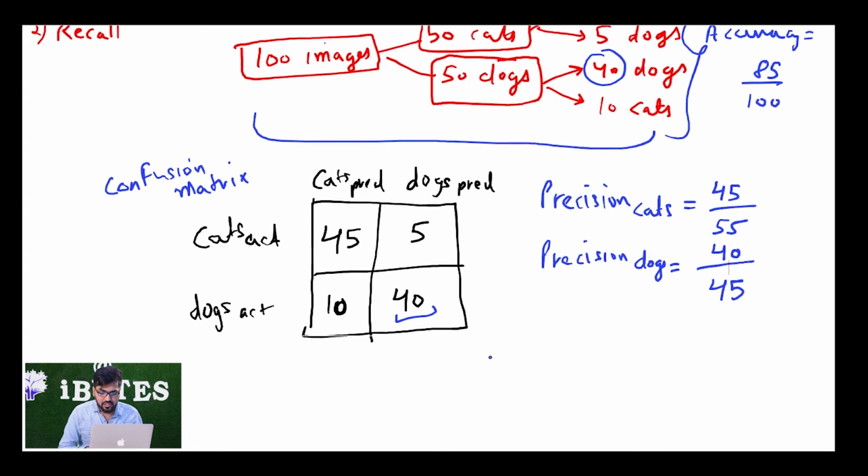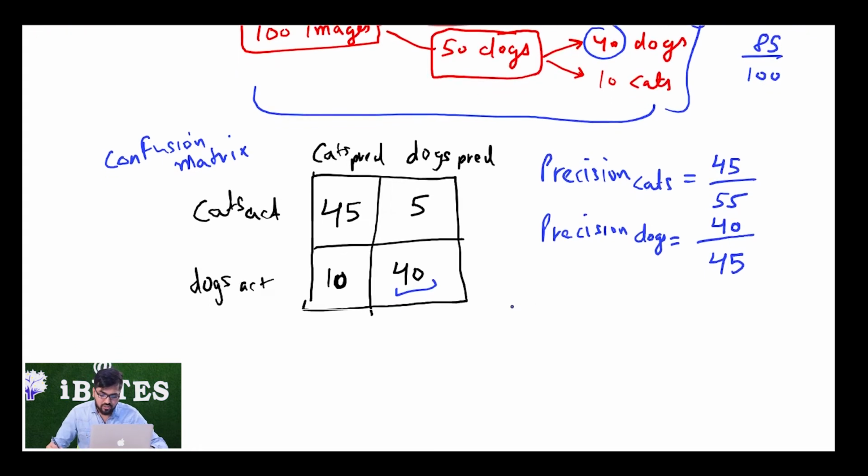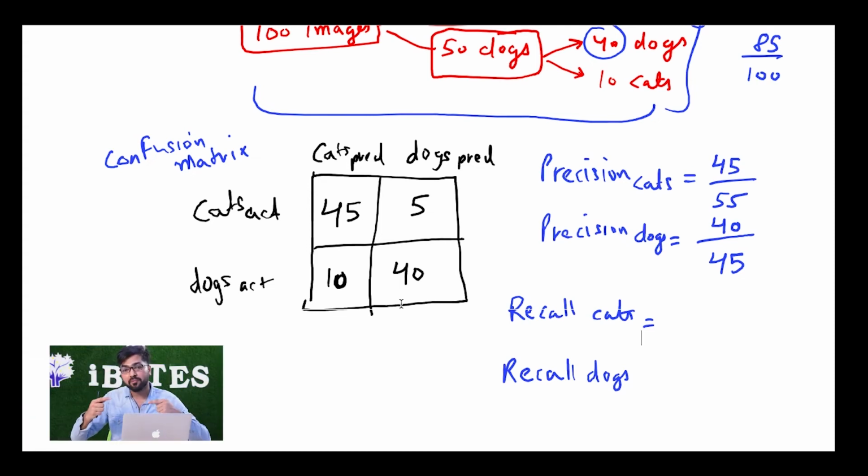Similarly, we have this term recall. Again, I will have recall for cats and I will have recall for dogs. What do I mean by recall for cats? Now, recall means that out of the actual points that belong to cats, in how many I am correct. In precision, we had out of how many images I predicted as cats. In this, out of images that actually belong to cat.